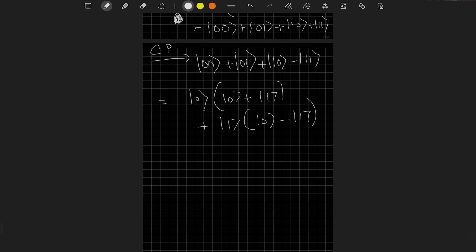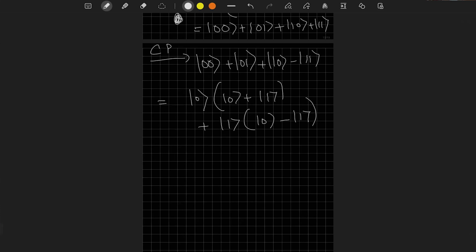This is what state has been prepared. Now, if I were to do a local operation on the second qubit, is this entangled? Is this an entangled state? I think it can be converted to an entangled state by local operation. It's not separable. It's not a separable state.